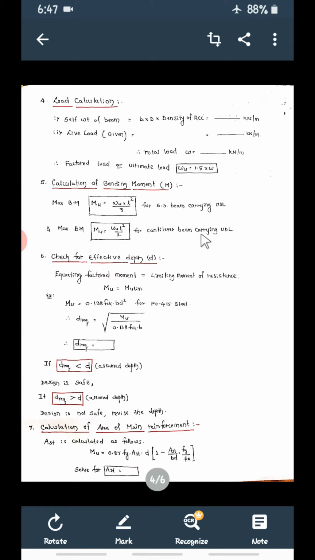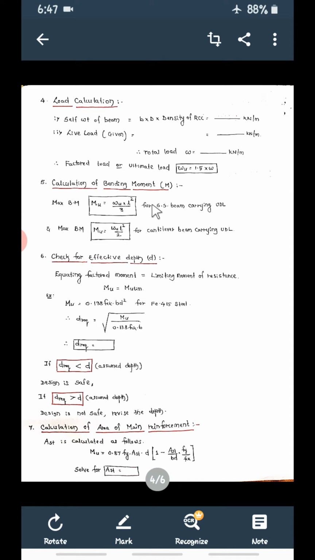If you are designing a cantilever beam, Mu is equal to WL square by 2, not 8. WL square by 8 for a simply supported beam, WL square by 2 for a cantilever beam, that is the maximum bending moment. Okay, so from this you can calculate the maximum bending moment.